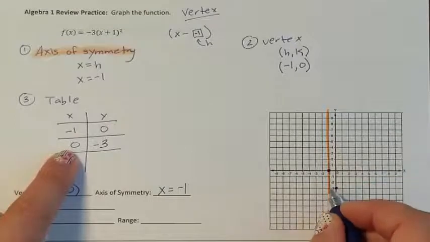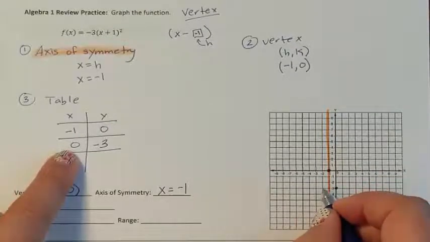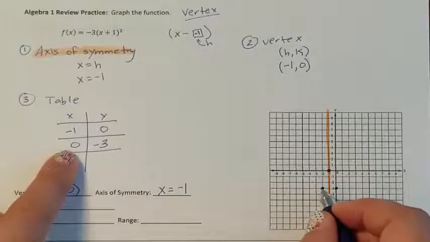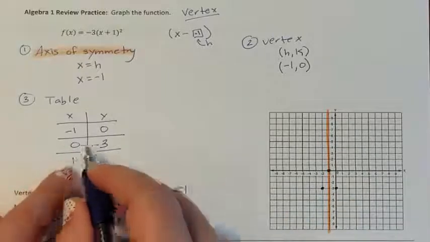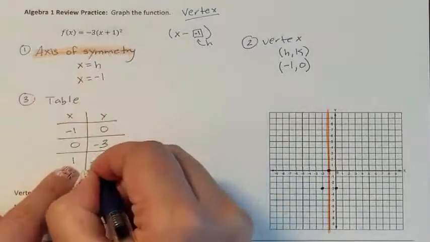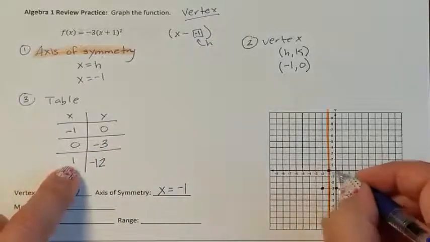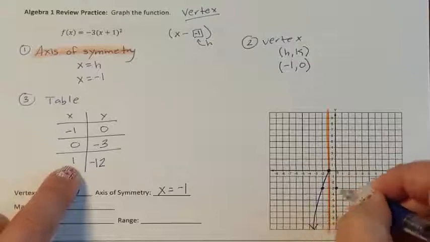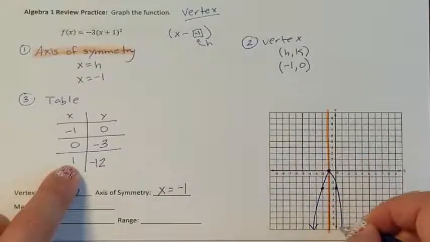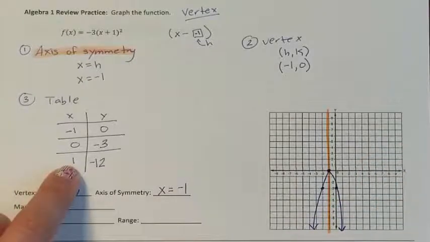He is 1 away from the axis of symmetry, which means his partner is also 1 away from the axis of symmetry. If I plug 1 into this equation, I get negative 12, which is off my chart. So here is my parabola. Try and make them as curved as possible. I understand it's difficult sometimes.